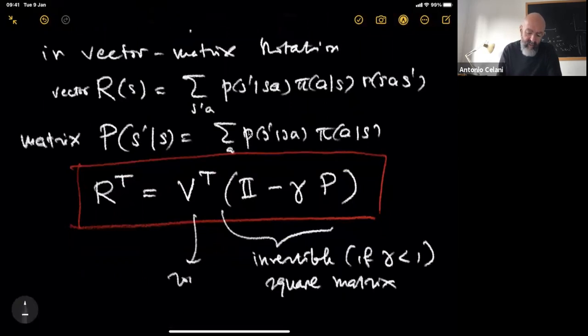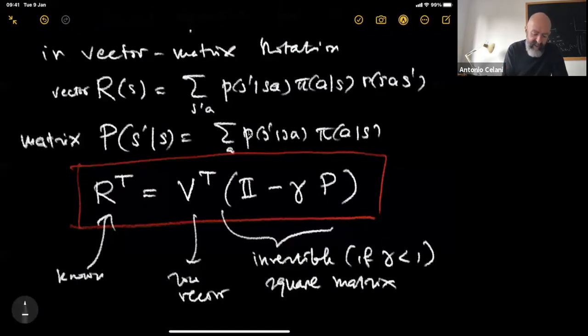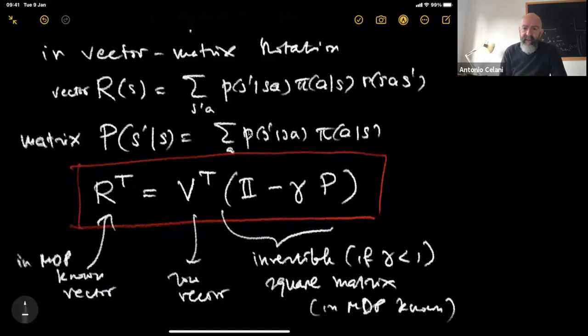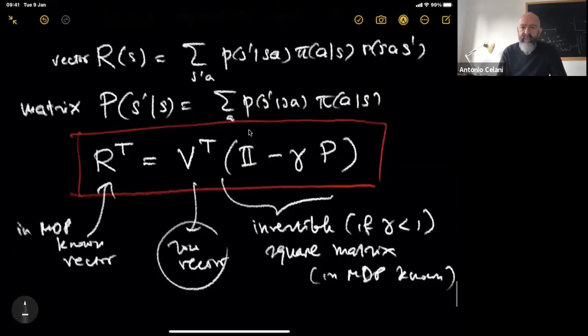Okay, so this is a row vector, and this is known in an MDP. In an MDP, this is a known vector, and this matrix is known. And this thing is your unknown. So calculating the value function in an MDP is a linear algebra problem, evaluating the value function. Given a policy, you construct this rewards vector and this transition matrix, and you just solve this problem by linear algebra, whatever method you like.